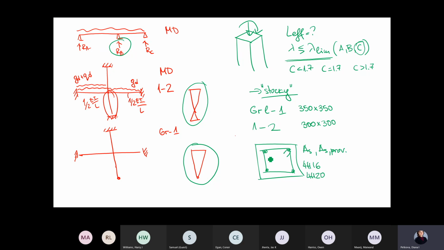You will of course determine the number of bars and the area of the reinforcement, and then you're going to draw some views: an elevation and a cross section. I think, yeah, for columns that's more than enough.